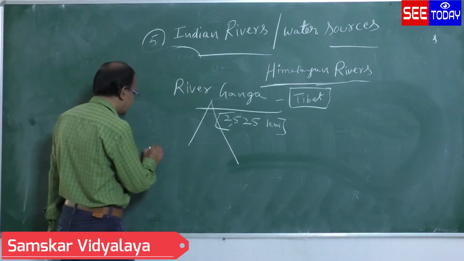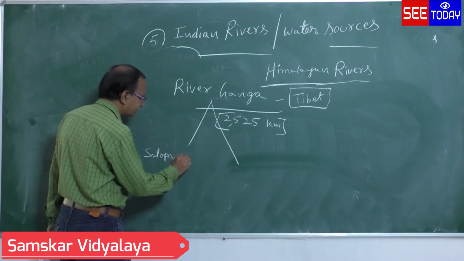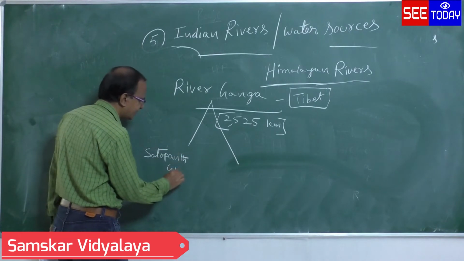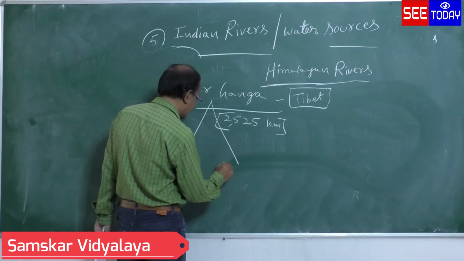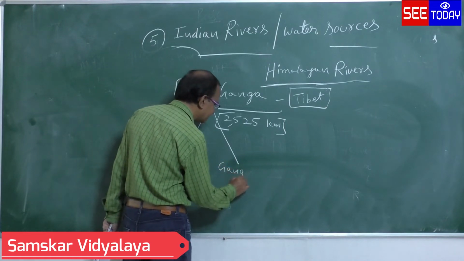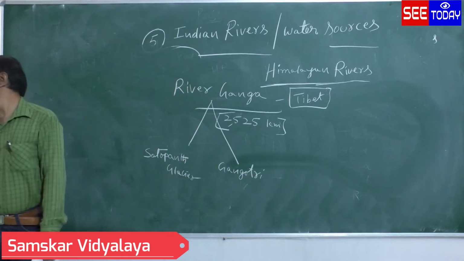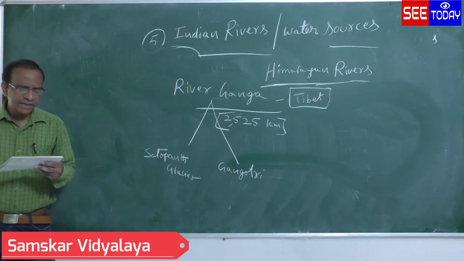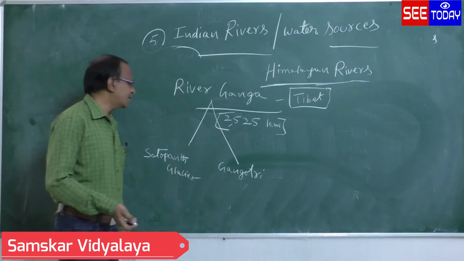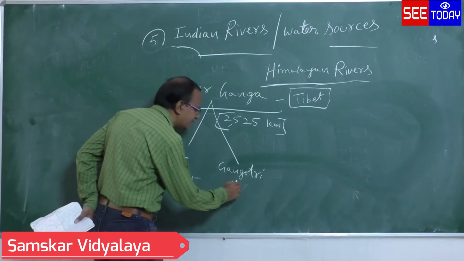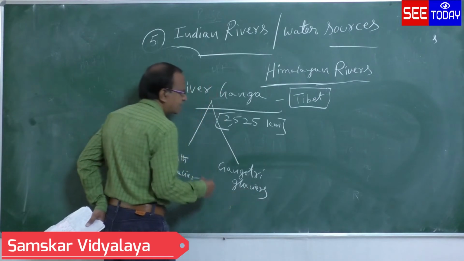One is the Satopant glacier, and the other one is the Gangotri glacier. Both are there here. Especially these Satopant and Gangotri glaciers are the two most important sources.